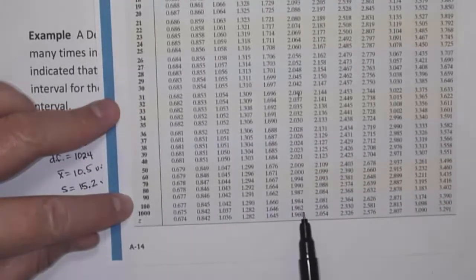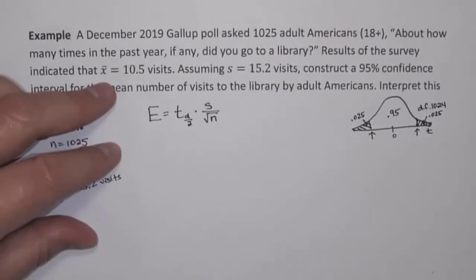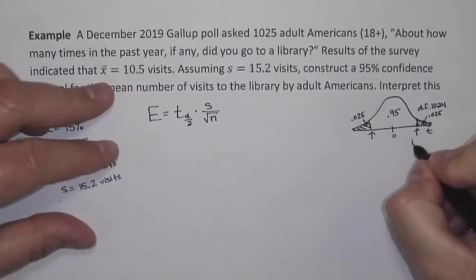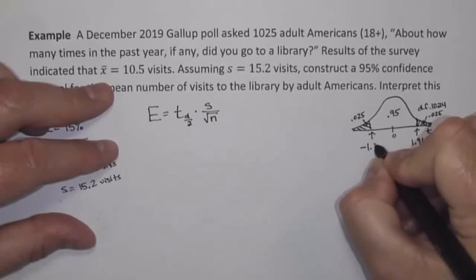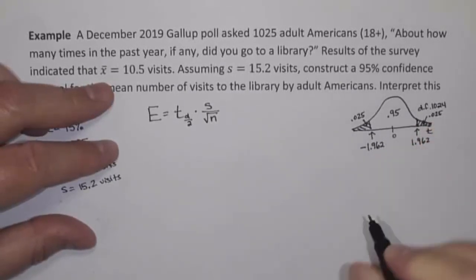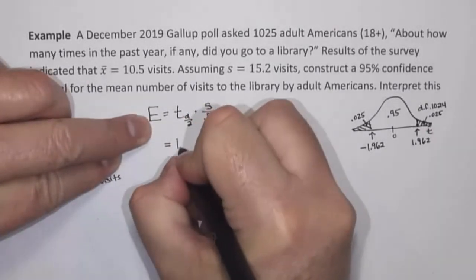Anyway, getting back to the point, we're going to be using 1.962 for our degrees of freedom here in this calculation. So this is going to be 1.962, which means this is negative 1.962. So we're going to use 1.962 for our calculation right here.